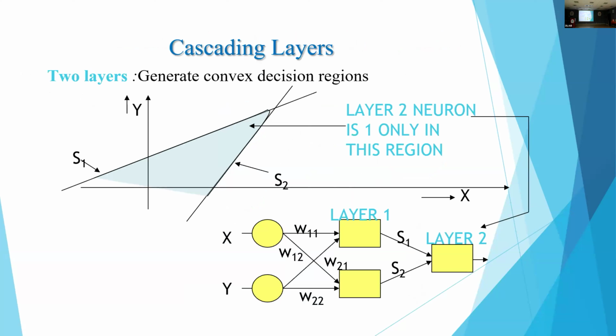Generate convex decision region. With the help of neural networks, I would like to generate this decision region. How can I do so? There are 2 lines, so I will have 2 neurons. These two input units provide me one line, suppose S1, and these two input units with this neuron provide me another line S2, and then S1 and S2 will be combined together. So you see now I have inserted one more layer to have a convex decision region. This one is convex.